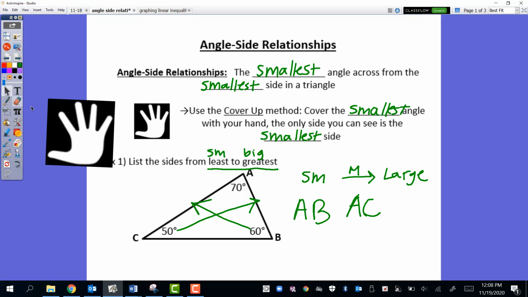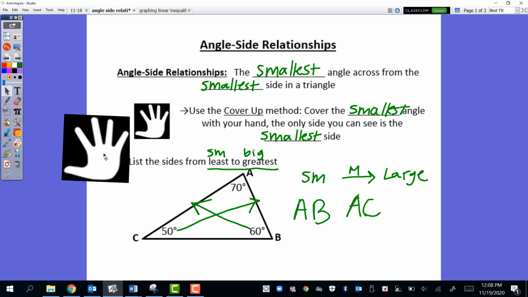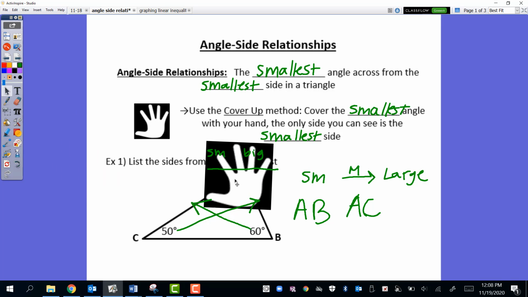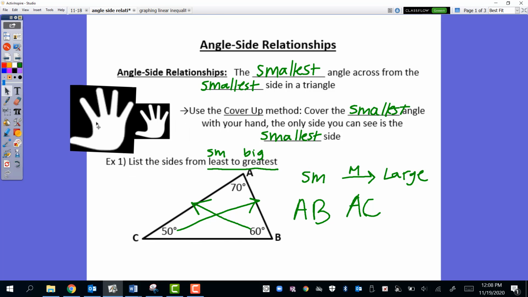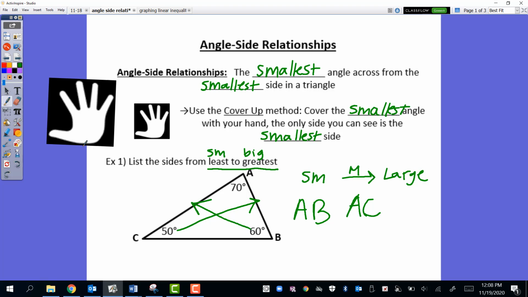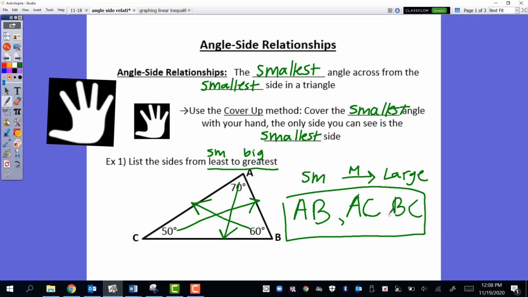And then our largest side. I cover up the largest angle, that 70, and I see what's left: BC. Across from this is BC. I put BC. And this is the correct order: AB, then AC, then BC.